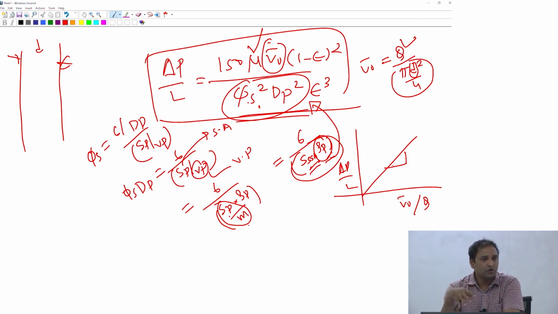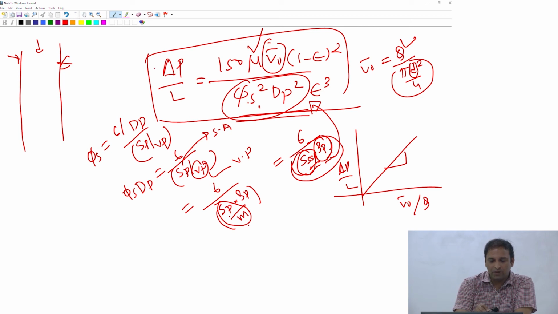From the slope I can back calculate the specific surface area, which is a useful quantity, especially in applications like catalysis where the surface area becomes important. One of the parameters for which you would have to characterize the particle is the specific surface area, and the flow through packed bed concept gives you a way of calculating it.